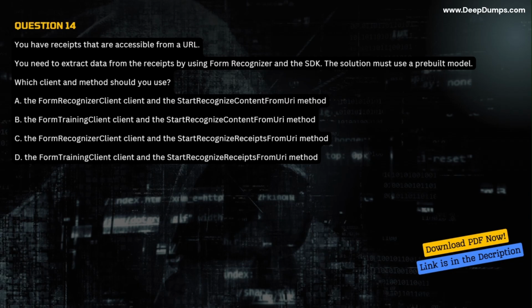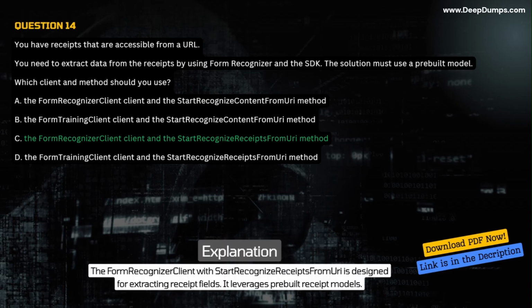A. The Form Recognizer client and the Start Recognize content from URI method. B. The Form Training client and the Start Recognize content from URI method. C. The Form Recognizer client and the Start Recognize receipts from URI method. D. The Form Training client and the Start Recognize receipts from URI method. Correct answer C. The Form Recognizer client and the Start Recognize receipts from URI method.